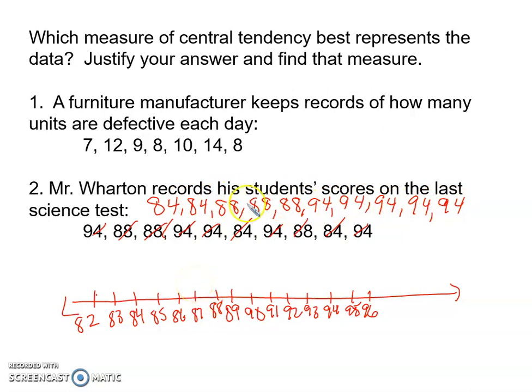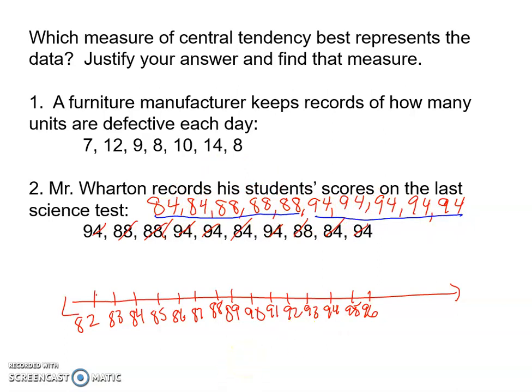So this time we have an even number of entry points. So that makes it a little bit different. If you look at the first 5, that's the low part. And then the second set of 5 is your upper part.